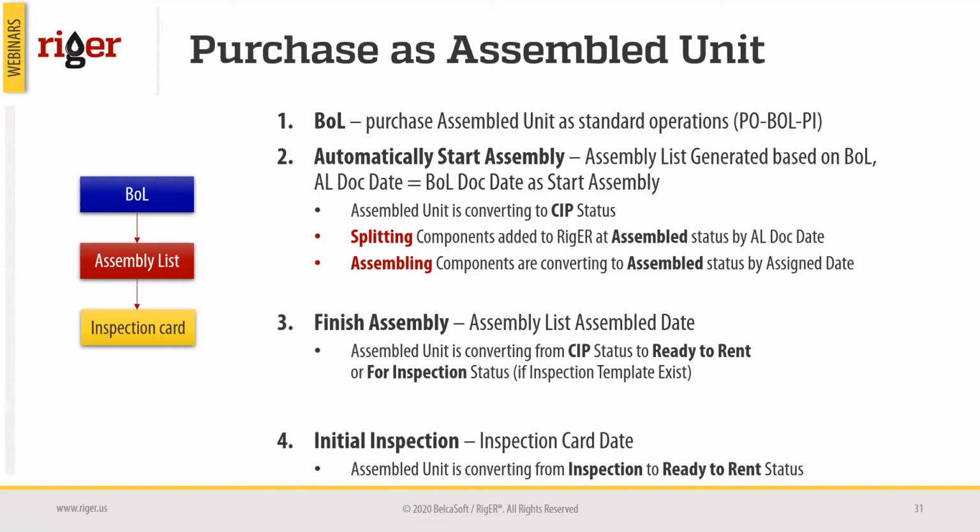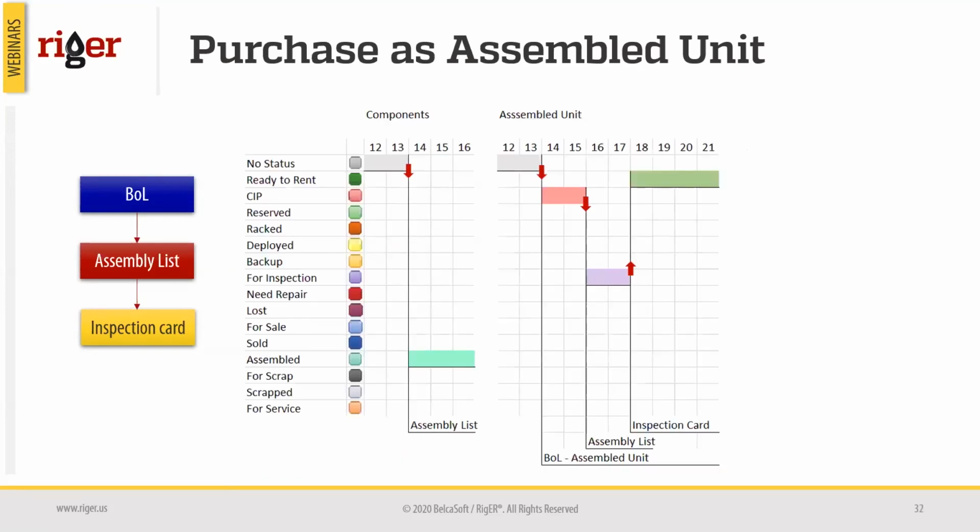Because the company could split the purchased unit into, like, 3 components and add 2 more components to prepare a unit for the job. Splitting means that we will allocate the cost of the unit between those 3 components. Assembling means that we will add the cost of 2 components to the entire unit together. And we take pretty much the same approach here. Between the start of assembly and finish of assembly, this particular unit will have status CIP. And after that, we can do the inspection, run an inspection card.